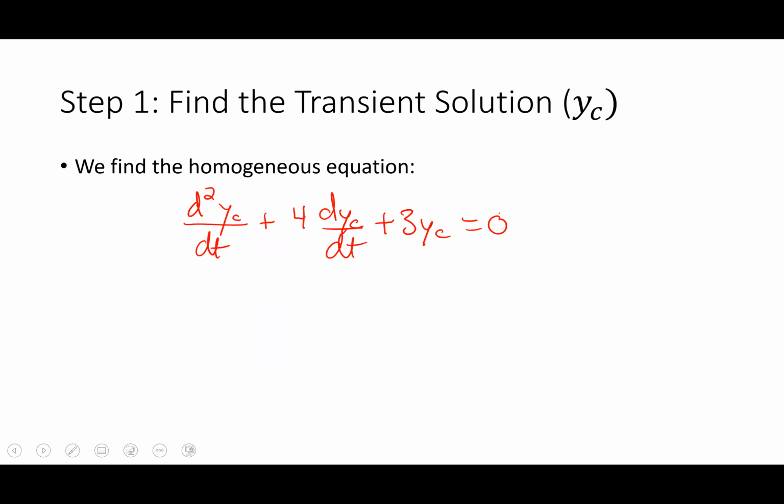All right, now what I can do is guess that it's C e to the st, but we know that that's going to lead us to the characteristic equation. What's the characteristic equation I get from this? Yep, s squared plus 4s plus 3 equals zero. So if you ask me what I do for that, that's where I go to MATLAB and I say, MATLAB, what are the roots of [1, 4, 3]? And it'll tell me.